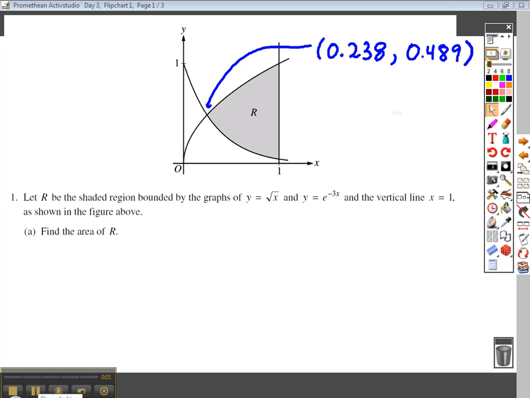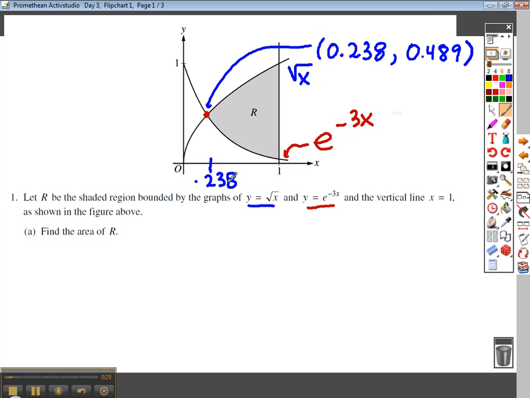We're going to look at a problem where we're given a region R, and we're given two graphs. The first graph is radical x. Obviously, radical x is half a parabola, so that's going to be our radical x. And then our next graph is e to the negative 3x. Since it is exponential decay, it's got to be this one. And I found their intersection points on the graphing calculator to be this value. So the x value here is 0.238.